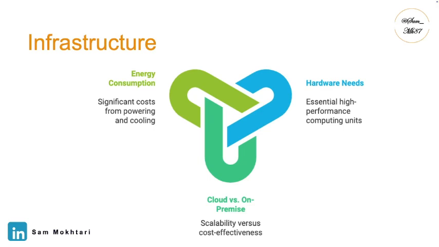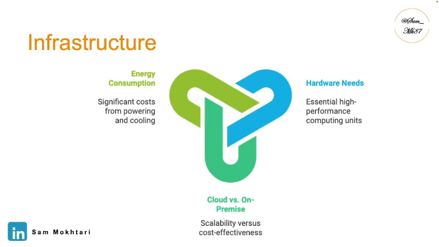The next cost driver is infrastructure. Generative AI demands powerful infrastructure. High-performance GPUs and TPUs are required for tasks like training models and running inferences. These components are expensive and consume a significant amount of energy. Usually, organizations face a choice between cloud and on-prem solutions. Cloud computing provides scalability and flexibility, but comes with ongoing operational costs. On the other side, on-prem infrastructure requires significant upfront investment, but can reduce cost over time if usage is consistent.